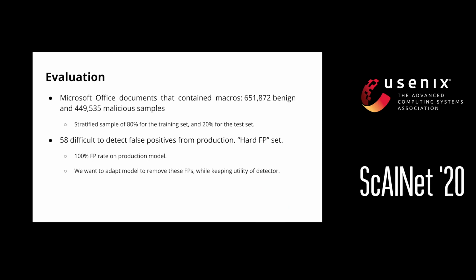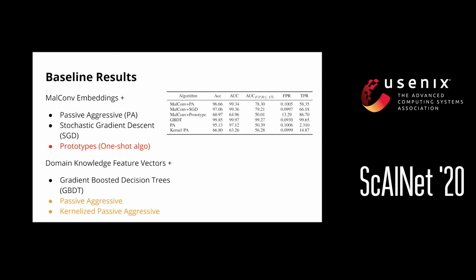For evaluation, we'll have 650,000 benign files and almost 450,000 malicious samples, and a special held out hard false positive set of 58 files that I mentioned previously. The baseline result is that the gradient boosted decision tree is the most accurate on the data, which is not that surprising. It's on the engineered features produced by domain experts.